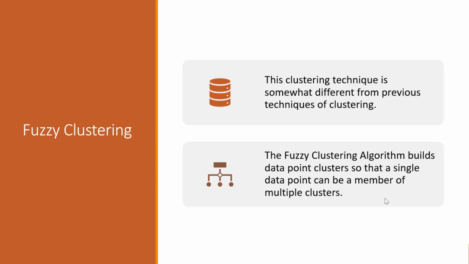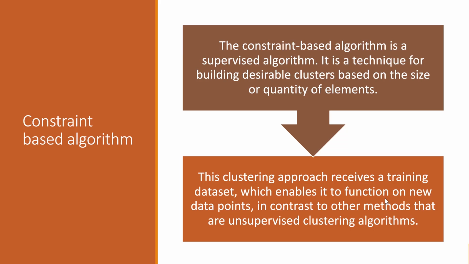After this, the next type of clustering is fuzzy clustering, and this clustering technique is somewhat different from previous techniques of clustering. In this, the algorithm builds data point clusters so that a single data point can be a member of multiple clusters. This algorithm is based on the idea that some data inputs can overlap in terms of feature. So it assigns a specific data input to multiple clusters based on the parameters of various clusters. So this technique is a little different. What happens in this? Instead of categorizing a data point into a single cluster, it categorizes a single data point into multiple clusters.